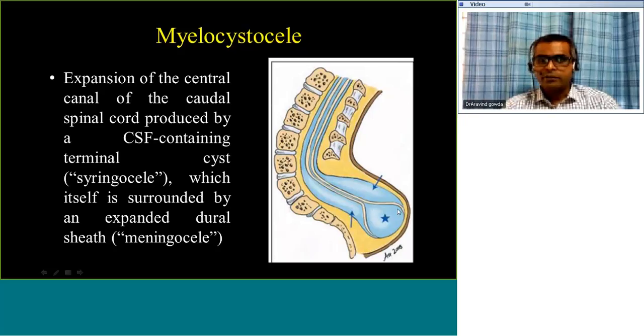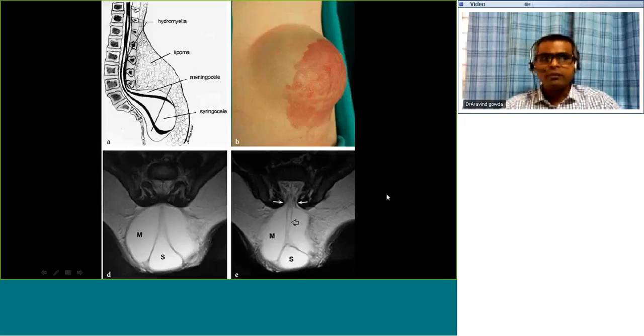Usually what happens is there will be a dilated central canal, which is surrounded by the pia mater, and this is surrounded by a dilated meningocele, that is a dural expansion containing the CSF. This dural expansion is lined by the arachnoid and the dura mater. So in a terminal myelocystocele, you are seeing an expanded central canal surrounded by the meningocele.